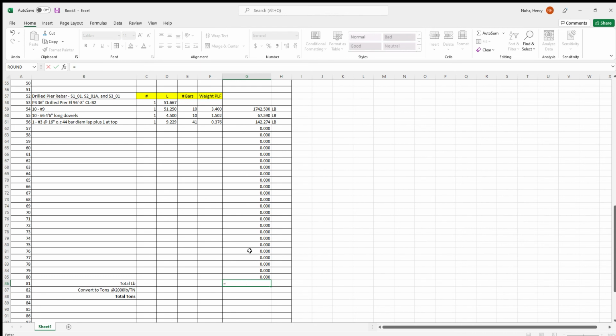Then our total pounds is again sum. And then this is our weight in pounds, which we need to convert to tons. So this equals the top divided by 2,000. So we have 2,000 pounds per ton. Then our unit is ton. And then our total is the same as this. Remember to adjust your decimal places.